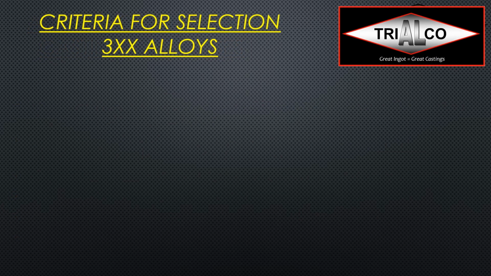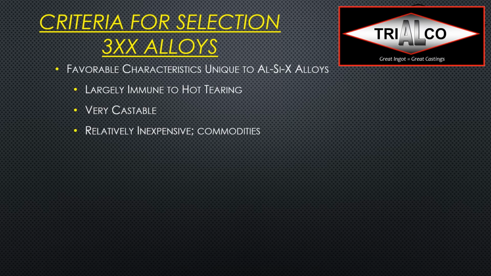So let's get started with 300 series alloys. So why would we use a 300 series alloy? Well, first of all, it has very favorable characteristics, like it's largely immune to hot tearing, which can be a huge issue if I want to go into steel molds. It's very, very castable. It's ideal to cast. That's why A356 is the workhorse of the permanent mold foundry industry. And it's relatively inexpensive. It's really a commodity. A lot of those alloys, you can get them from many suppliers at a very cheap price.